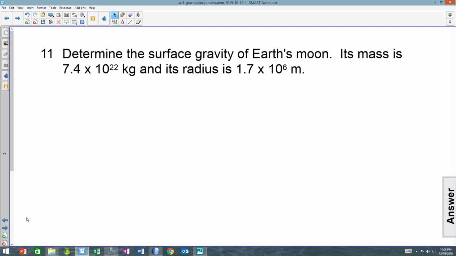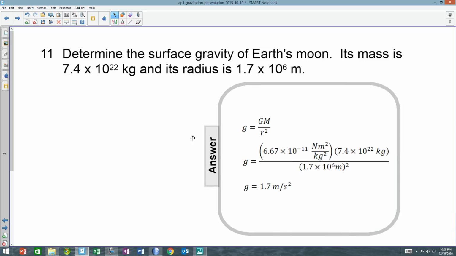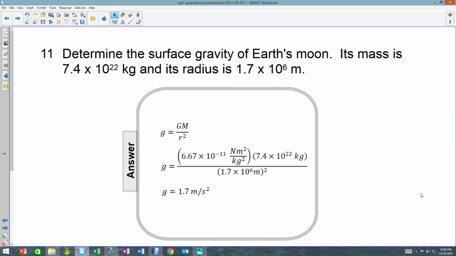Okay, so let's go ahead and check your work and see if you have the correct answer. Hopefully you wrote down that g is equal to capital G, capital M over r squared. Substituting in the numbers, remember that capital G is the universal gravitational constant. It's equal to 6.67 times 10 to the minus 11 newton meters squared per kilogram squared. We multiply that by the mass of the moon, which is 7.4 times 10 to the 22 kilograms, divide by the radius squared, which is 1.7 times 10 to the 6 meters, and you should end up with a gravitational field of 1.7 meters per second squared.